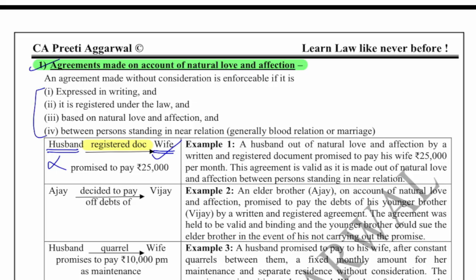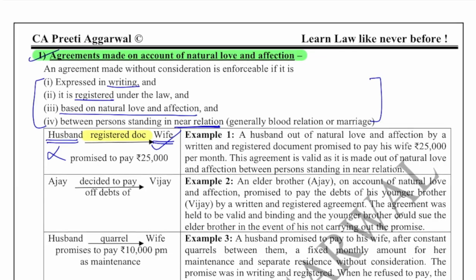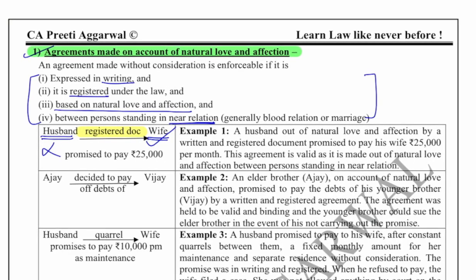However, if the agreement is in writing, it is registered, and based on natural love and affection between persons standing in near relation, near relation meaning generally blood relation or marriage, and if all these conditions are satisfied, then the agreement is valid even if there is consideration for just one party. So these are cumulative. Cumulative means all the conditions have to be satisfied. You need to learn this by heart.